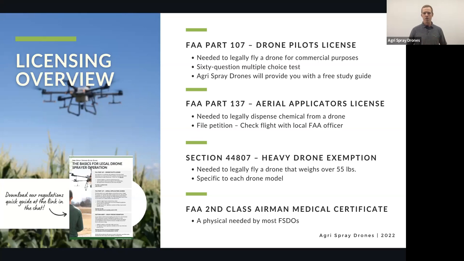Now, what you also have to know is some of this takes time. So the 107, the class two medical and the N number registration, that is relatively simple and quick. You can get all of those done in about 3 weeks or 4 weeks. Now the 137 and 44807, those are not necessarily licenses. They're actually exemptions, meaning you have to petition for the exemption, meaning that the FAA has to approve you for this. And it takes time. It's a waiting game is what it is really.